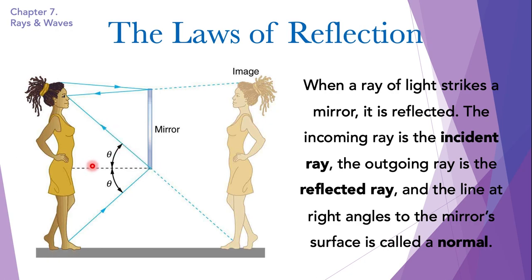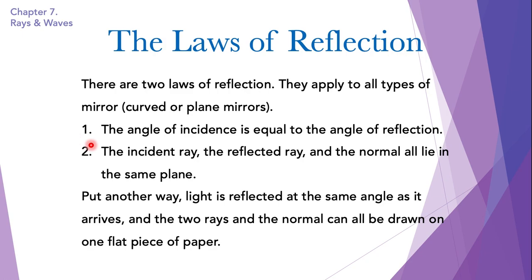So the line at right angles to the mirror's surface is called a normal, which is this line, as you can see. So this is at right angles to the mirror's surface, and this line is called a normal. This line is at the center of the reflected and incident rays, as you can see here. Well, let's look at what we are talking about here. So there are two laws of reflection, and they apply to all types of mirrors, curved or plane mirrors.